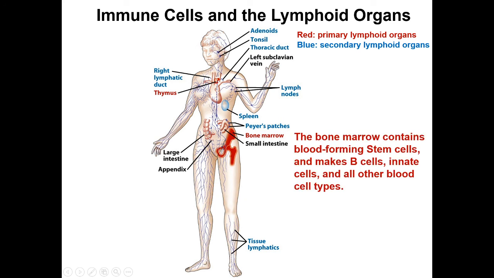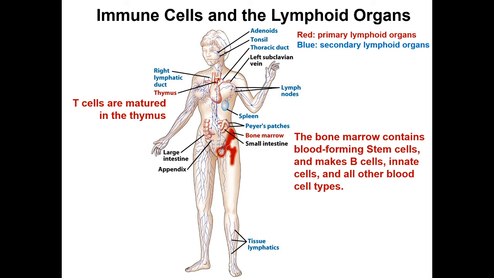The bone marrow contains blood forming stem cells, and that makes B cells, innate cells, and all other blood cell types. T cells are also produced from the bone marrow, but they get matured in the thymus. That's why those cells are called T cells. T stands for thymus here. And B cells, B stands for bone marrow, where they originate. So that's why B cells. Those B cells and T cells are the major components of our adaptive immune system.